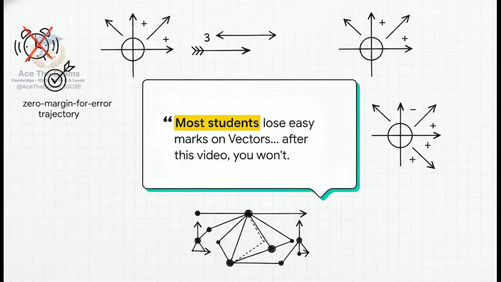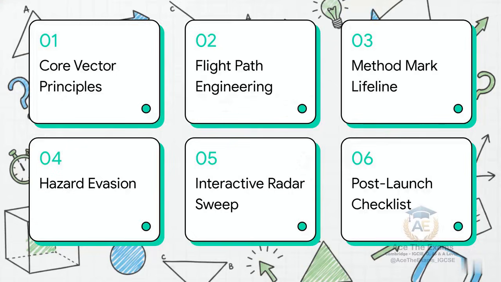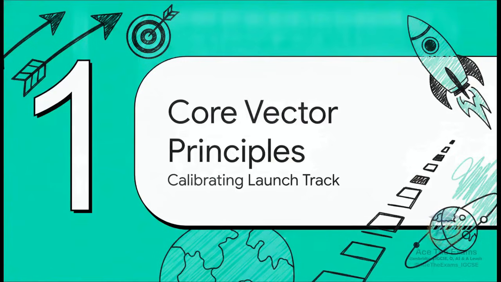Our primary directive today is to establish a zero margin for error trajectory for you. By the time we finish this flight analysis, you will know exactly how to engineer a flawless exam response, avoiding the catastrophic failures we see year after year. Let's quickly verify our pre-flight checklist on the main monitor. We are going to cover core vector principles, engineering the flight path, the method mark lifeline, hazard evasion with an interactive sweep, and finally our post-launch checklist. All systems are go.